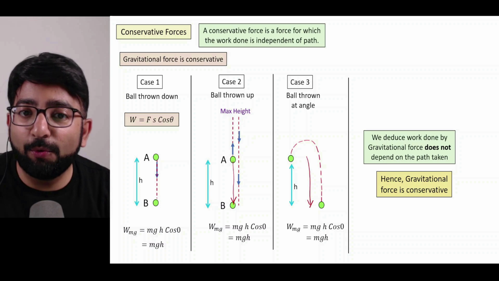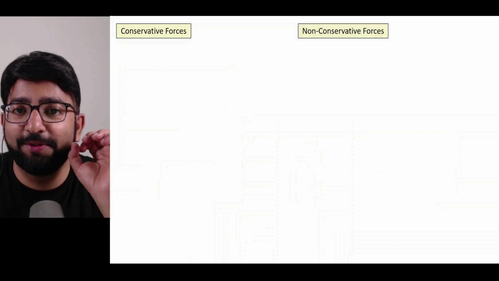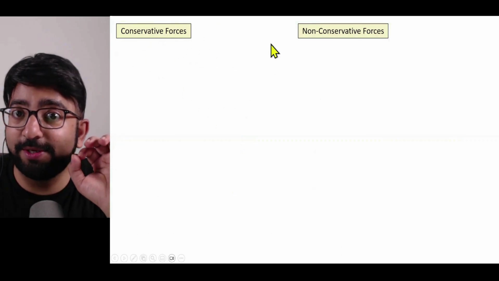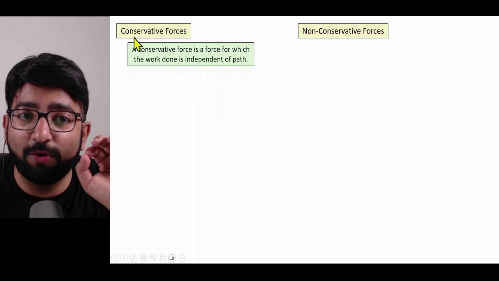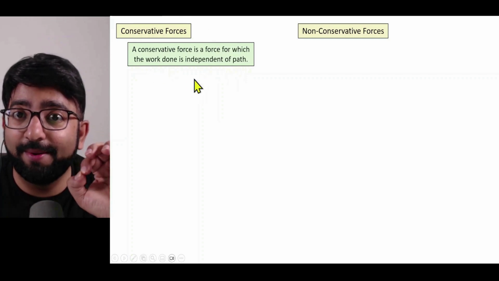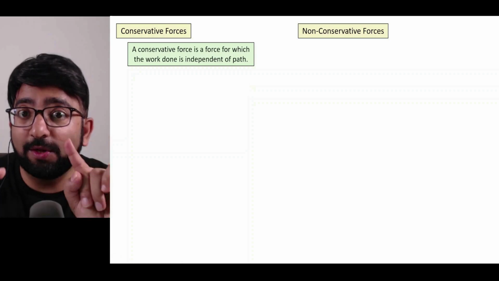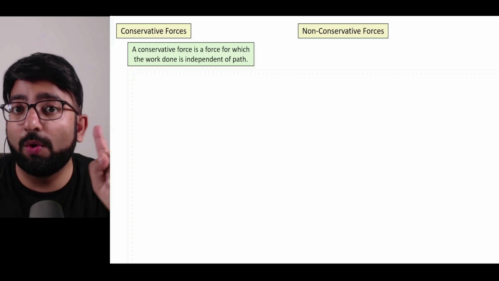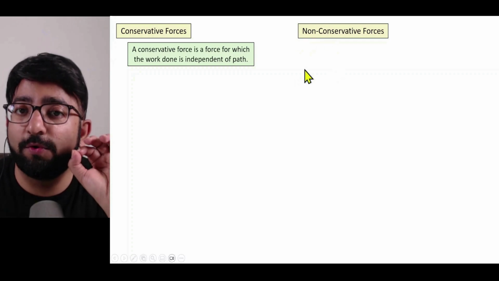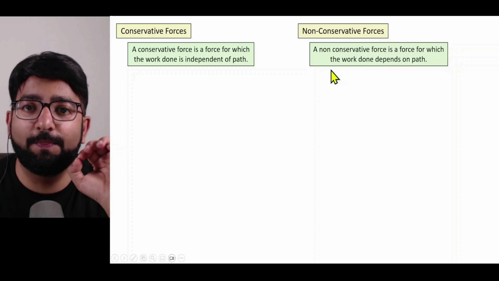Now let us quickly distinguish between a force which is conservative and a force which is not. So the next topic is conservative forces versus non-conservative forces. We have just discussed, in conservative forces, work done is independent of the path. So no matter what path you take, as long as the initial and the final points are the same, work done is always the same. But in case of non-conservative forces, work done clearly depends on the path.